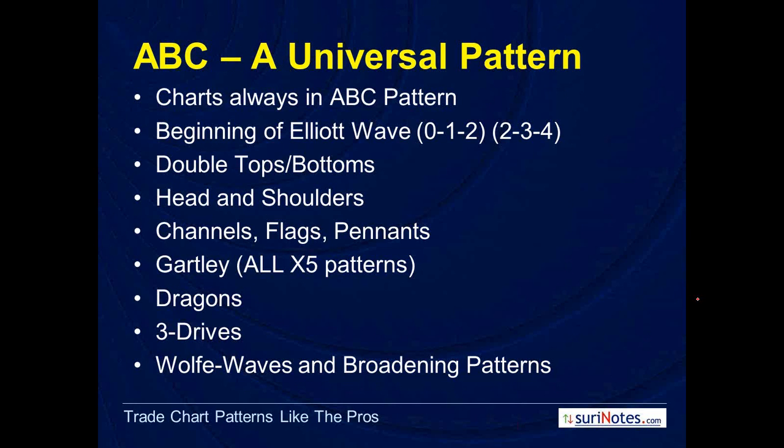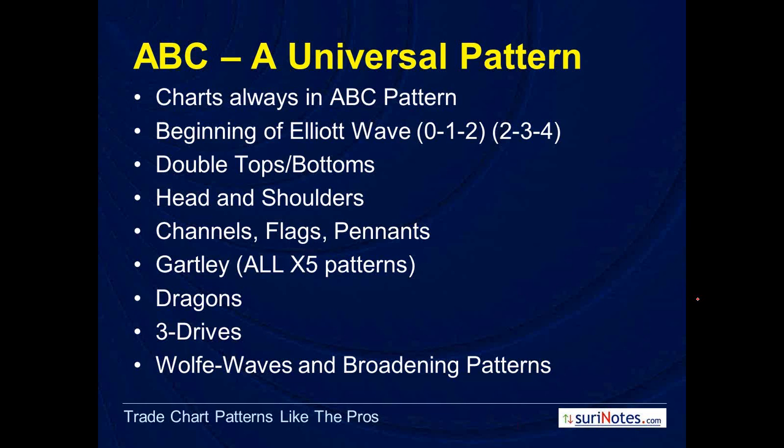So now, as I said before, ABC is a universal pattern. That means charts always exhibit an ABC pattern. You can take any chart at any time frame of any instrument, and the chart is always in an ABC. That means the market is always in a trend mode or a retracement mode. So once you see the trend and retracement type of pattern, that becomes an ABC.